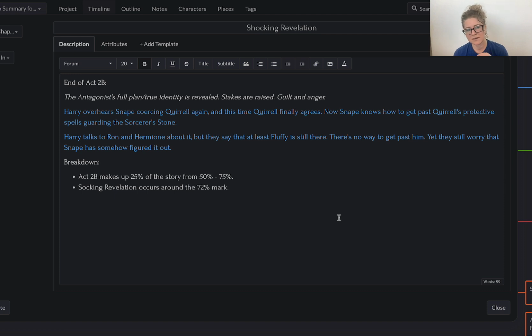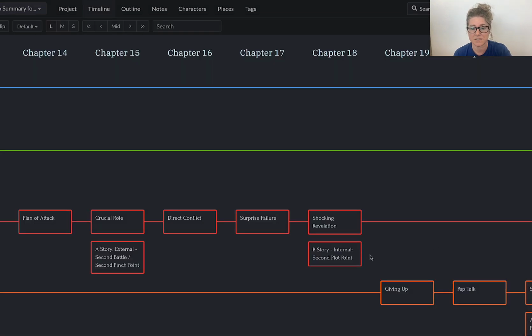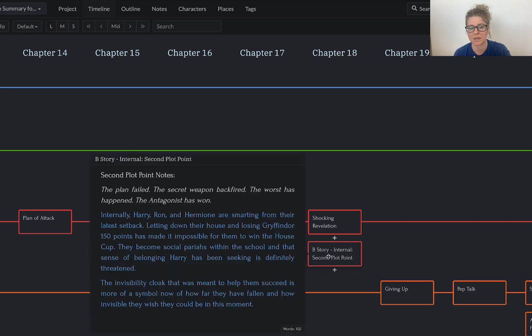So the true identity of who they are fighting is not yet revealed, but the plan seems to be unfolding. They're seeing that Snape is now really figuring out every defensive spell and how to get past them, and so they're starting to worry. This is the B story internal second plot point.